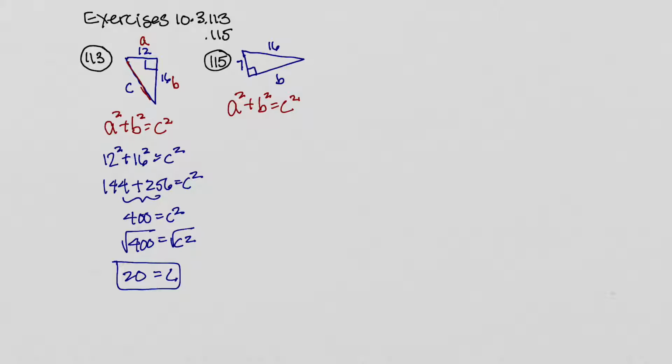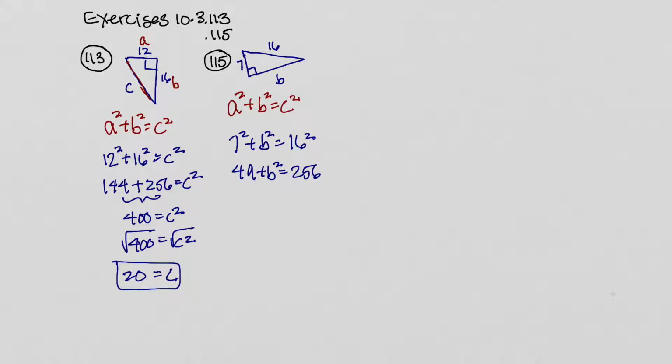So when we substitute here, we'll get a squared, right? A squared, we let a be the 7. So we'll get 7 squared plus b squared. Now b is unknown, so we'll leave it as b squared, equals c squared. And c, that's the hypotenuse, so that's going to be 16 squared. This will give us 49 plus b squared equals 256.